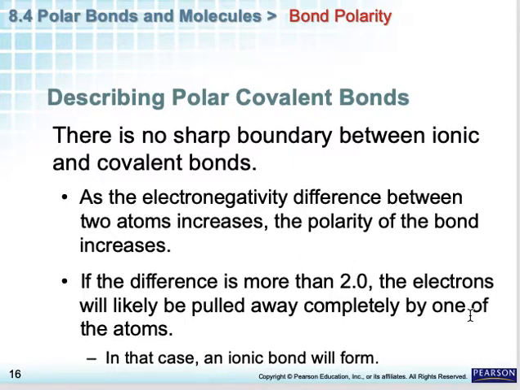There's no sharp boundary between ionic and covalent, but we are just going to call it ionic if it's group 1 with group 7, not even group 2. So if the electronegativity values increase, the more polar the bond, and eventually it will become ionic when it gets about 2.0.